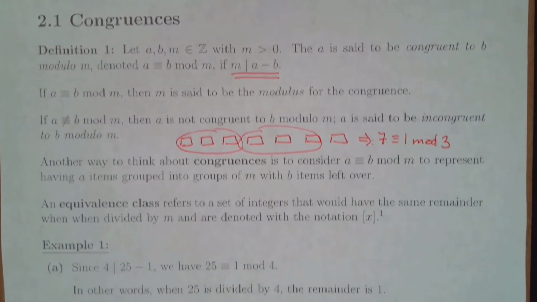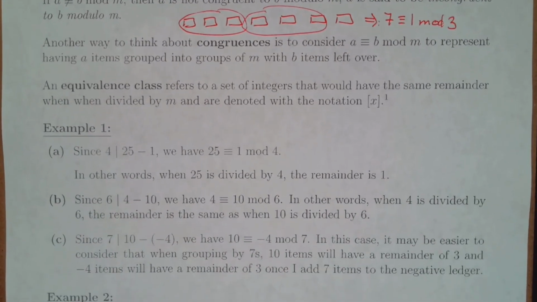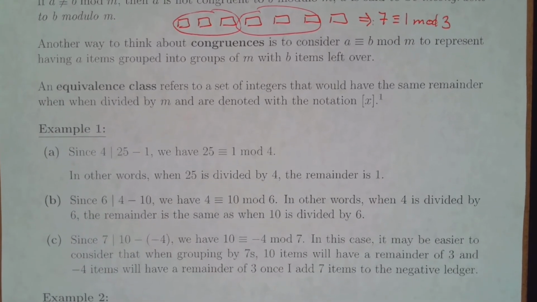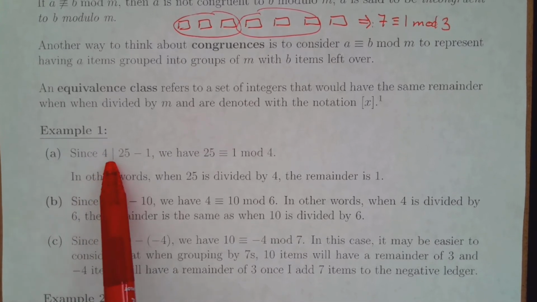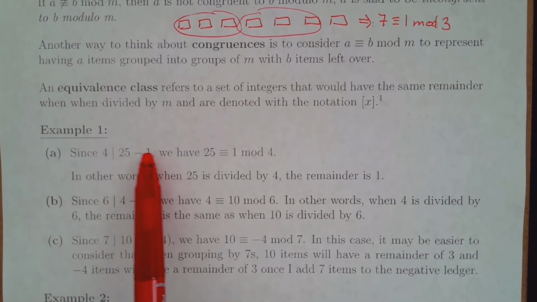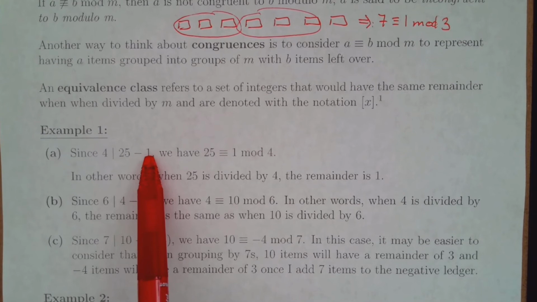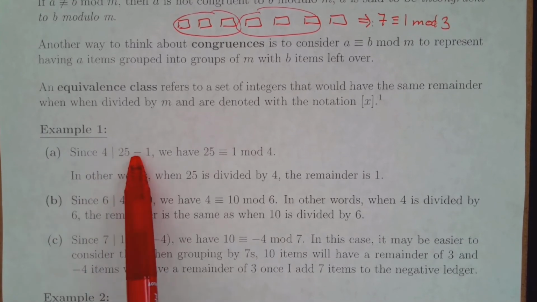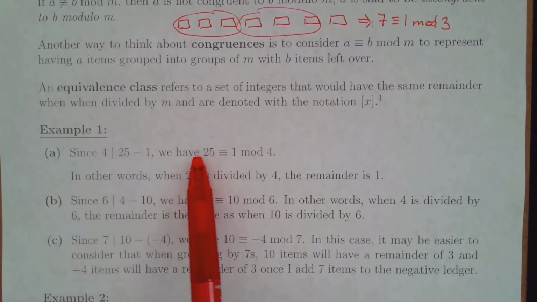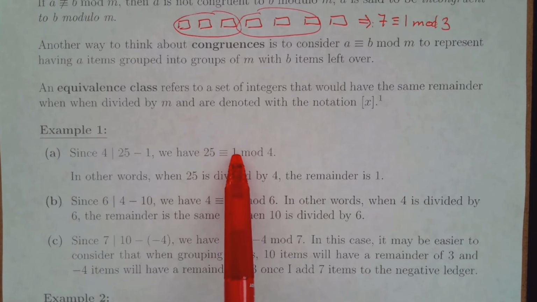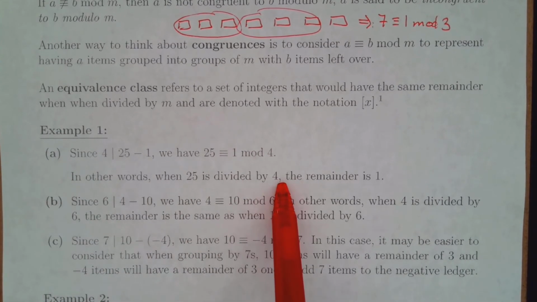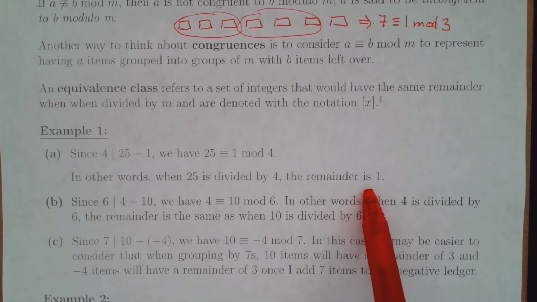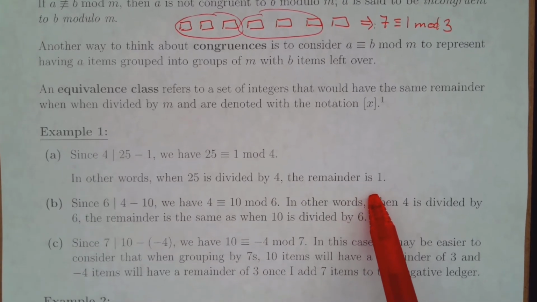Okay, so let's look at some examples before we go on and do some practice problems. So example 1. Since 4 divides 25 minus 1, and 25 minus 1 is 24, 4 divides 24, we have that 25 is equivalent to 1 mod 4. So in other words, when 25 is divided by 4, the remainder is 1. That's our simplest setup.